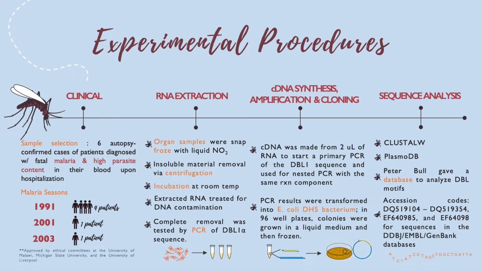Snap frozen organ samples underwent centrifugation and incubation before the extraction, and the extracted RNA was treated for DNA contamination. 2 microliters of RNA were used to make multiple copies of cDNA, which was used to make VAR clones. And lastly, for sequence analysis, ClustalW was used to match the sequences.